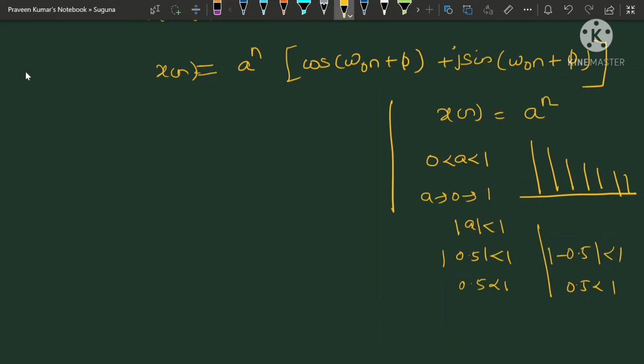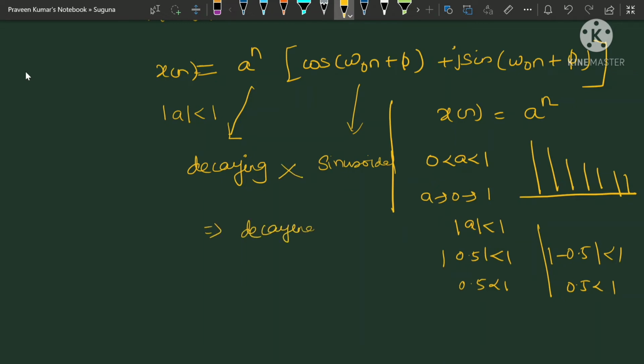So for this case, modulus of a less than 1, the nature of the signal a power n is decaying. And what is the nature of the signal cos omega naught n plus phi plus j sin omega naught n plus phi? This is the sinusoidal. So if you multiply both, what about the resultant? Decaying sinusoidal sequence, because this is the discrete.